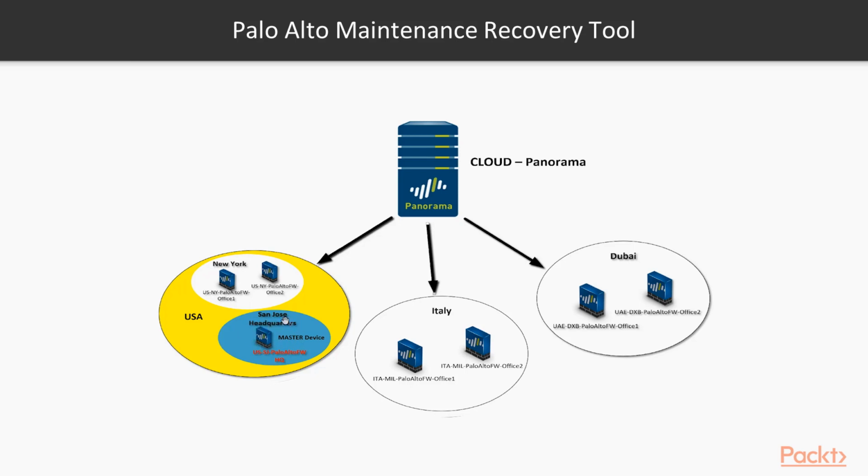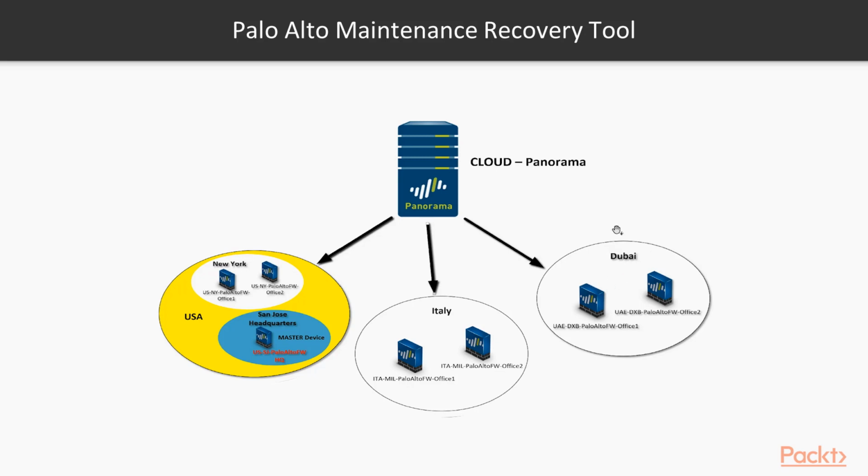So we have a master firewall, and we were talking about that master device that it's going to be mirrored across all the other units. So we also have an Italy location, and we have two offices in Milan. So in Milan we have office 1, and we also have another office in Milan, office 2. So we have one firewall in office 1, one firewall in office 2. Same with New York, one firewall office 1, one firewall office 2.